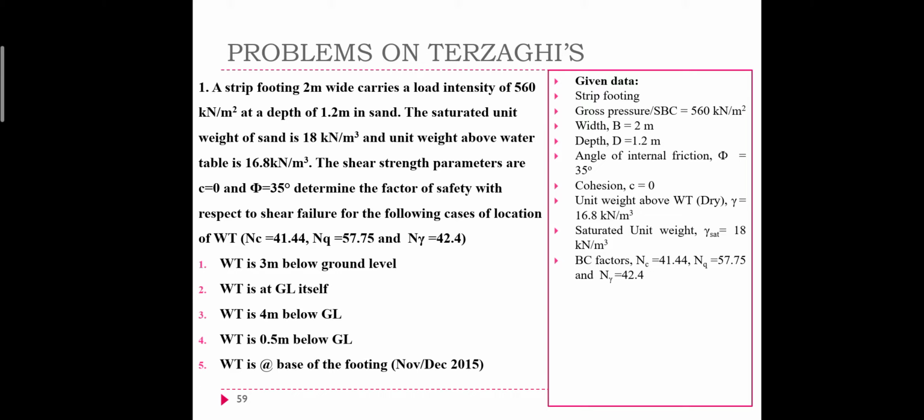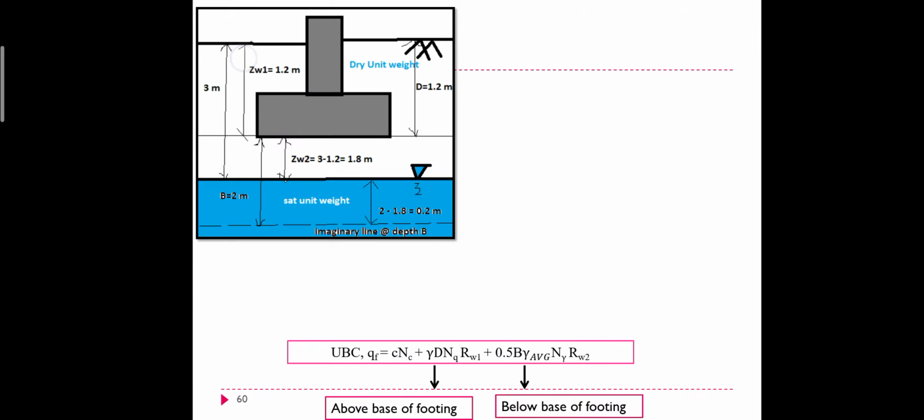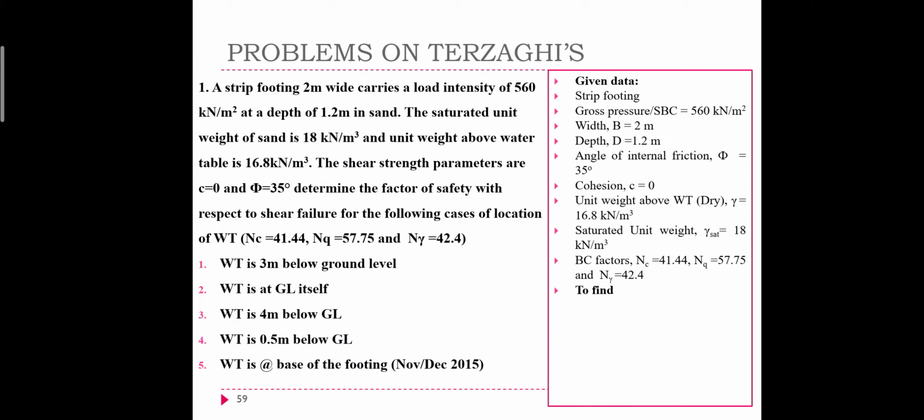Now you have to find the factor of safety for all the 5 cases of water table. Okay, 5 cases of water table. What is the first question? First case is water table is 3 meter below the ground level. Ground level இருந்து 3 meter கீழே இருக்குது அப்படின்னு கொடுத்துருக்காங்க.